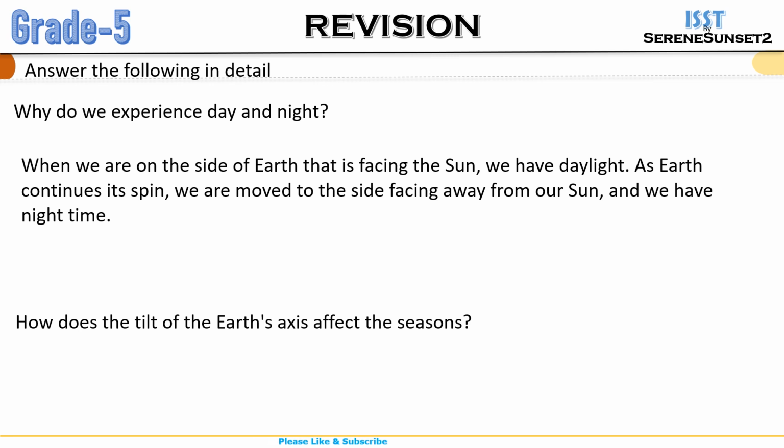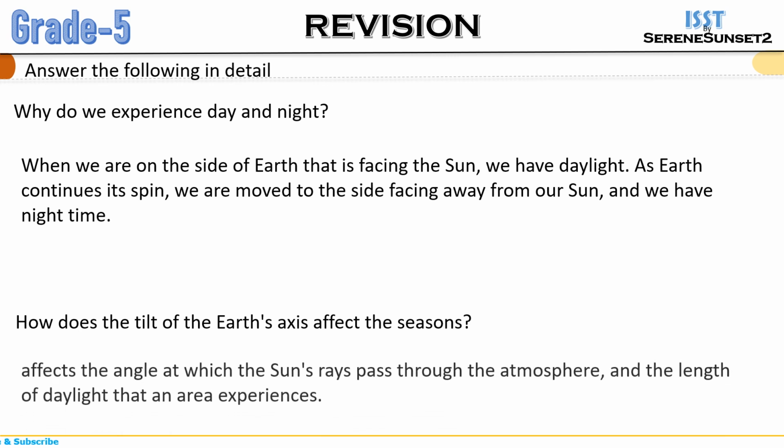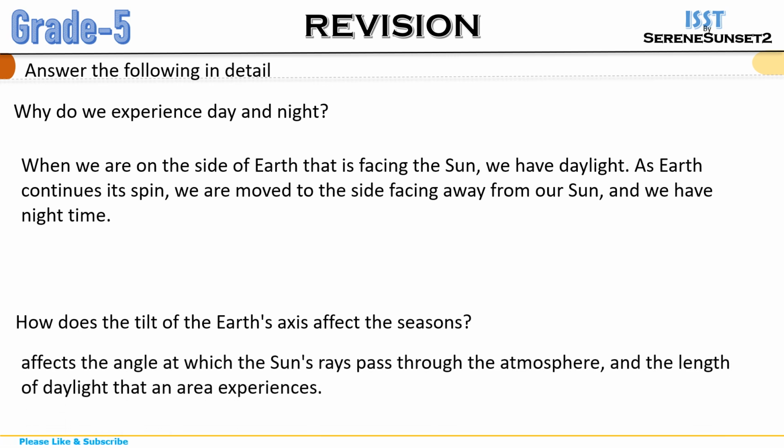Second question: how does the tilt of the Earth's axis affect the seasons? Answer: it affects the angle at which the sun rays pass through the atmosphere and the length of the daylight an area experiences.